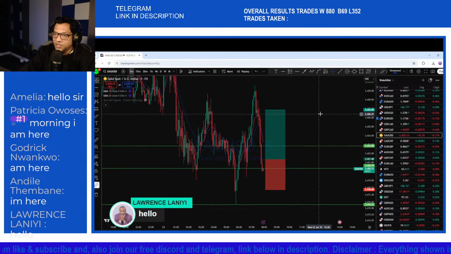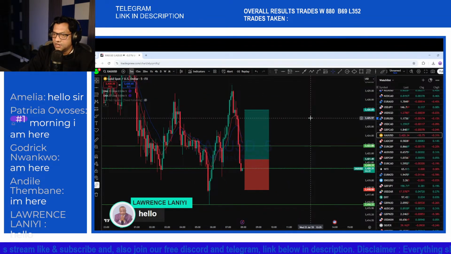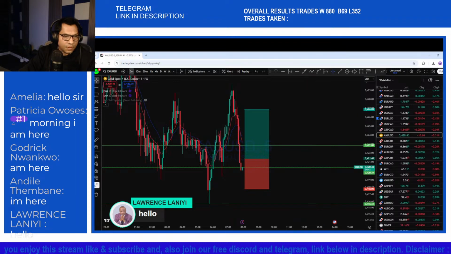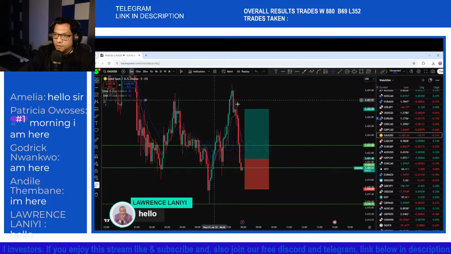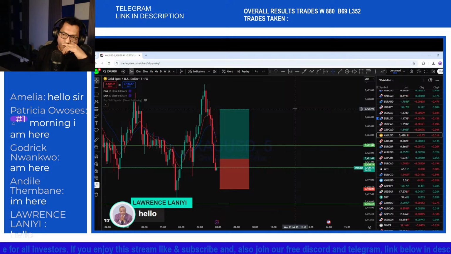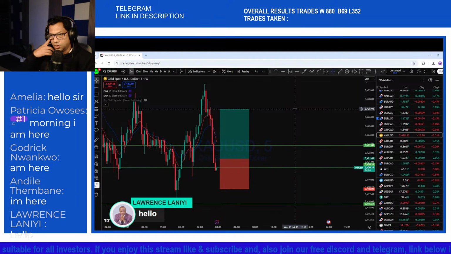Now from the 5-minute, we see the candle closed with an extension in that area. Here is where we're waiting for a potential break to the upside with stronger momentum.